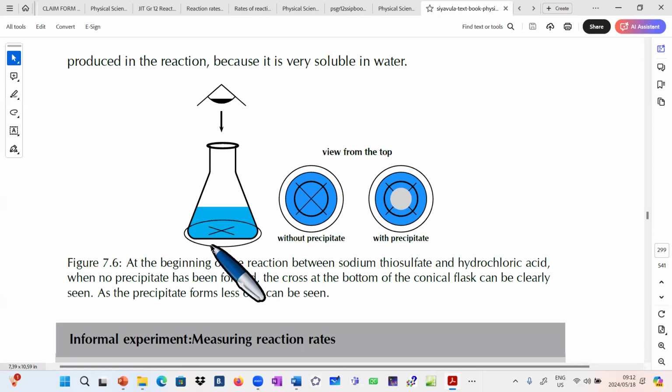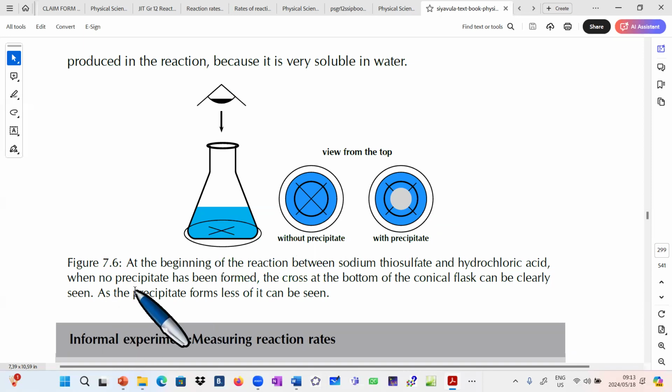Yeah, I saw a question like this in the November exam, November 2023. Now, for instance, you have this. Here's an eye. Somebody's looking. You are looking through the top of this conical flask, and at the beginning of the reaction when you have mixed the sodium thiosulfate and the hydrochloric acid, you really can see the cross, and then gradually it disappears.